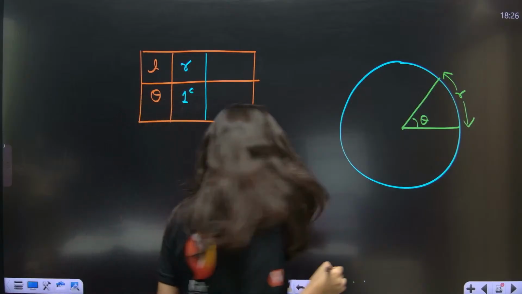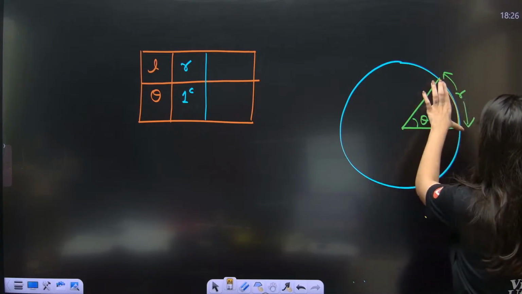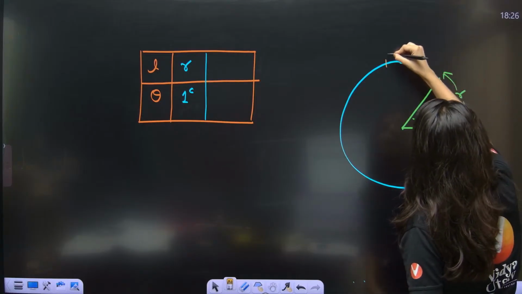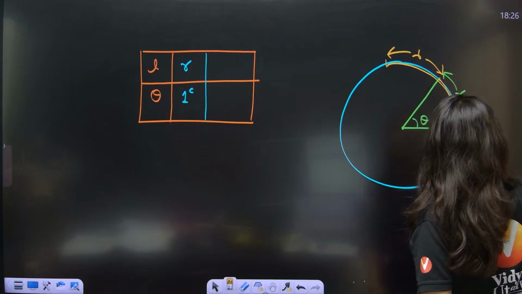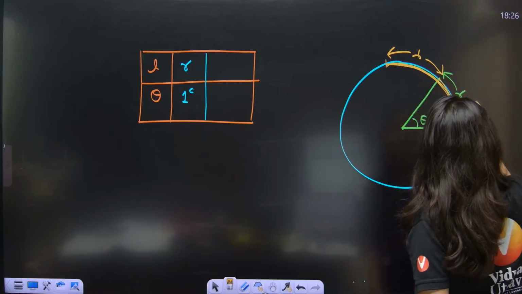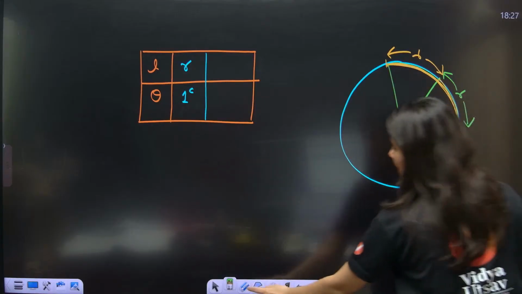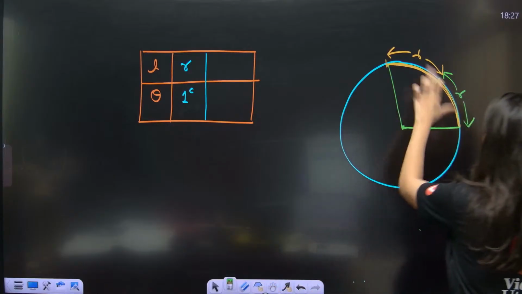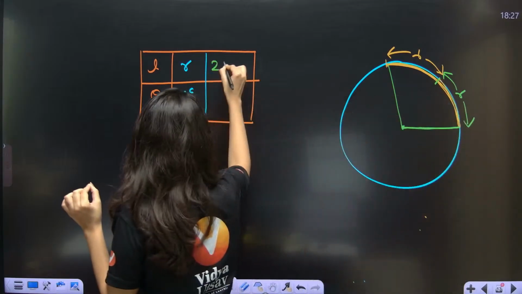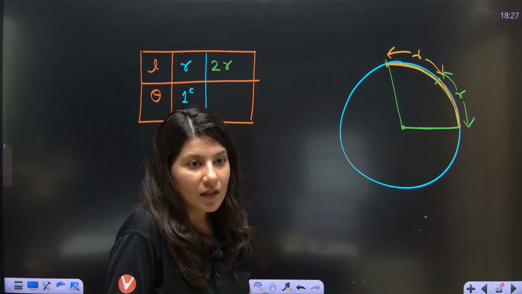Okay. Now tell me one thing, genuine question. So this is your r. If I just mark one more r, that means if I double, the length will be double the radius. So this thing is now your length of arc. So tell me, how much angle will it subtend at the center? Suppose this length of arc is now 2r. Now tell me what will be the angle?